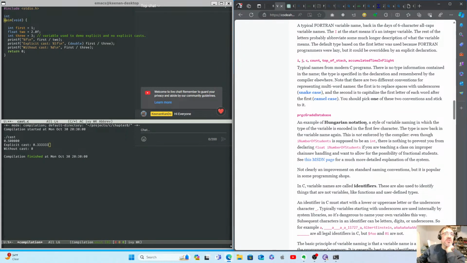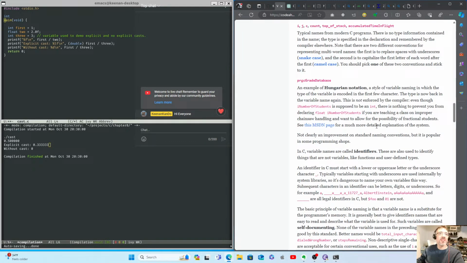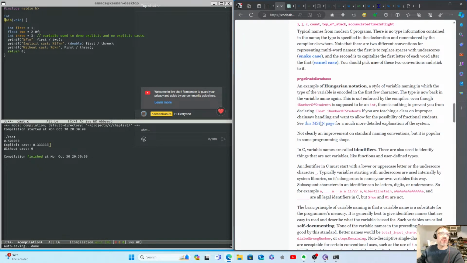An example of Hungarian notation, PRC grade note database. An example of Hungarian notation, a style of variable naming in which the type of the variable is encoded in the first few characters. The type is now back in the variable name again. This is not enforced by the compiler, even though I number of students is supposed to be an int. There is nothing to prevent you from declaring float I number of students. If you are teaching a class on improper chainsaw handling and want to allow for the possibility of fractional students, see this MSDN page for much more detailed explanation of the system. Not clearly an improvement in standard naming convention, but it is popular in some programming shops.